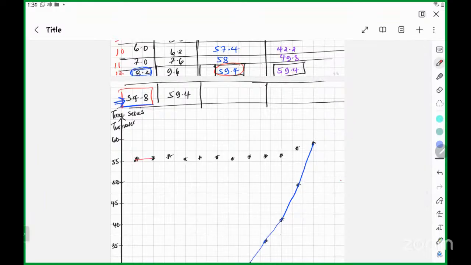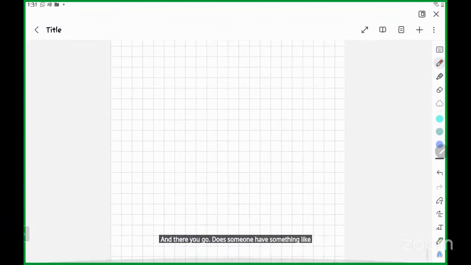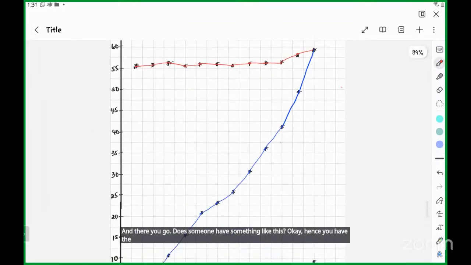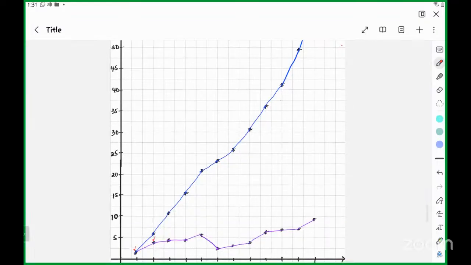It should be a straight line, point to point. There you go. Does someone have something like this? Okay, hence you have the Z chart.